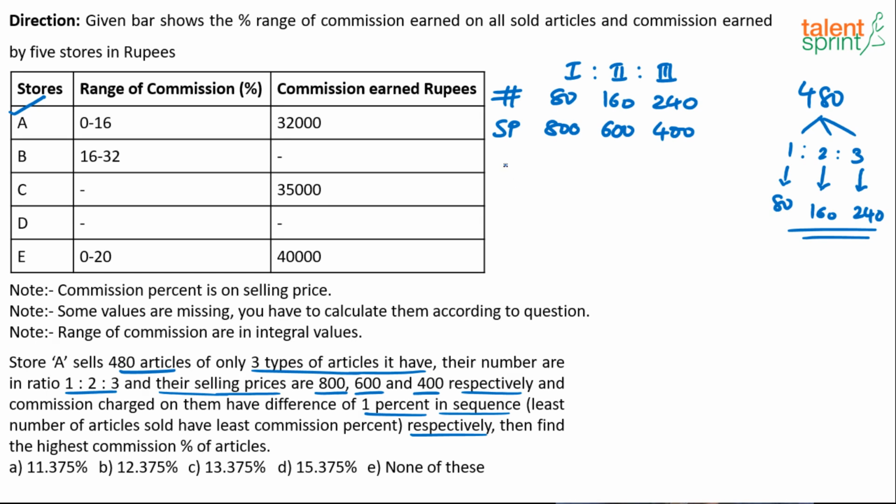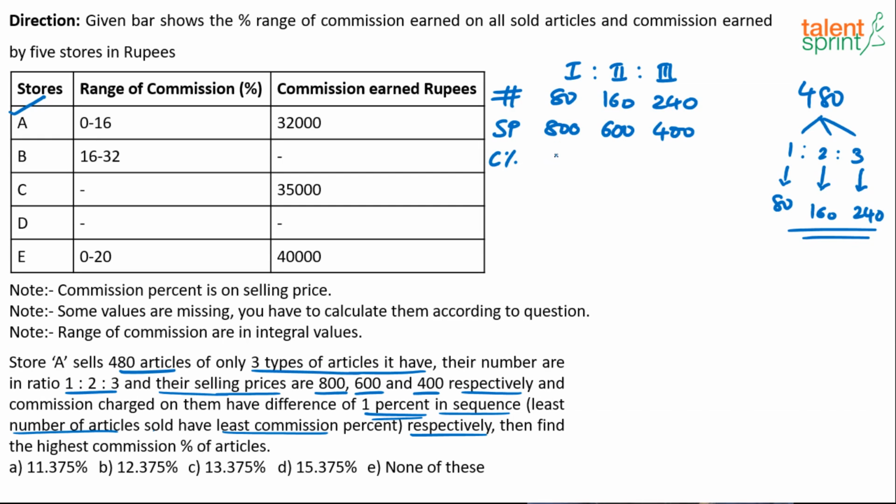Now comes the commission part. What is the commission percentage? It says that the commission charged on them have a difference of 1% in sequence. Least number of articles sold have least commission percentage. See, least number of articles sold is type 1, then type 2, and highest is type 3. So it says the commission charged has a difference of 1% in sequence.